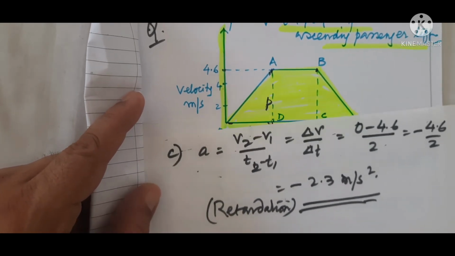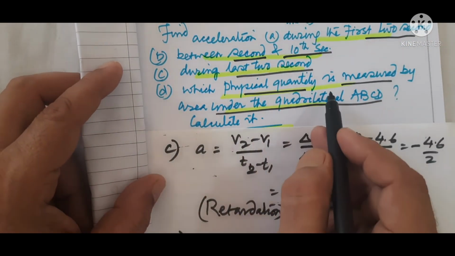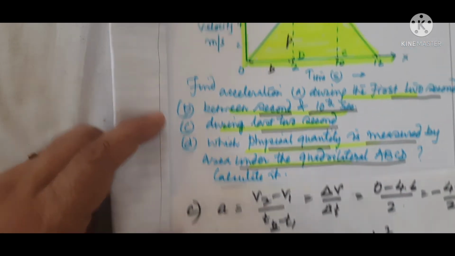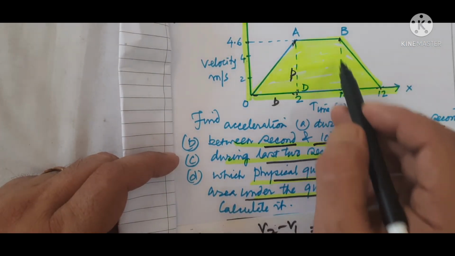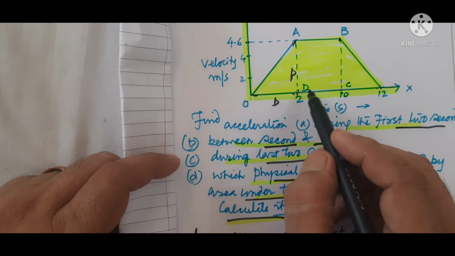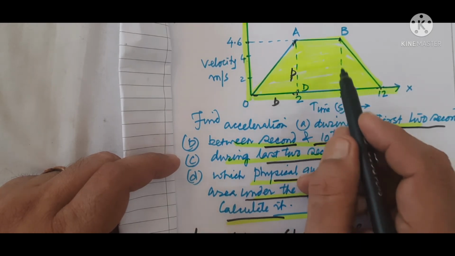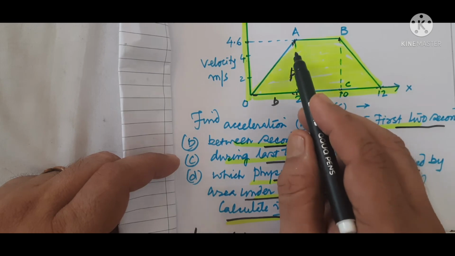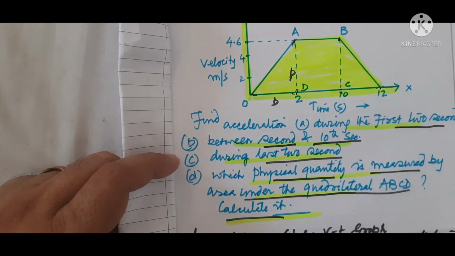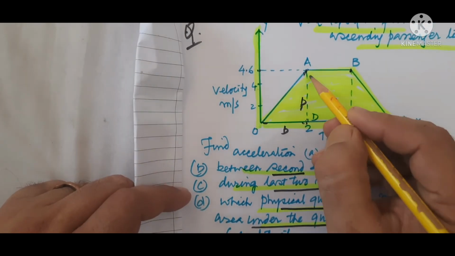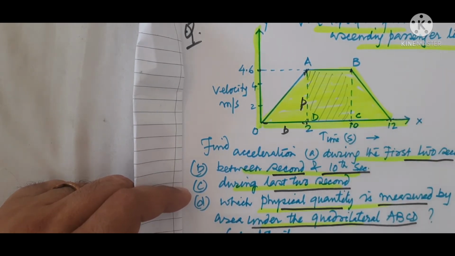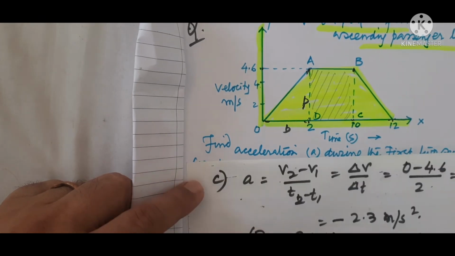Fourth part, D: we have to find which physical quantity is measured by the area under the quadrilateral ABCD. Just see, this is the quadrilateral ABCD. We have to find the area of ABCD. What does the area tell us? The area under the graph, in a VT graph, we have to find its area. Whose area? I am shading it. We have to find the area of this.